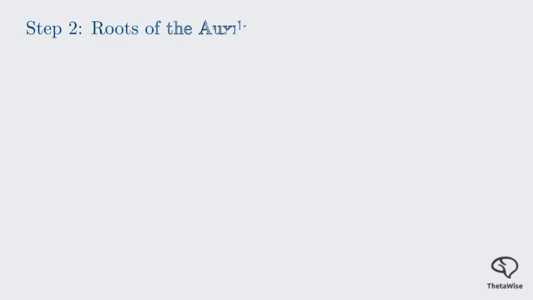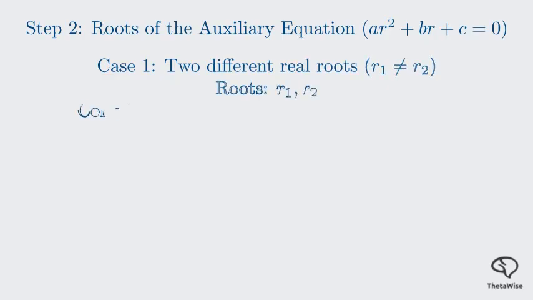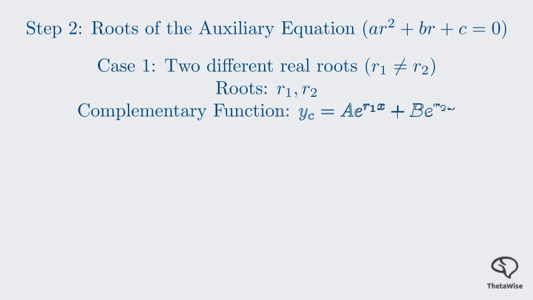There are 3 possible cases for these roots. Case 1. The discriminant, b squared minus 4ac, is positive, giving us 2 different real roots, r1 and r2. In this situation, the complementary function is a times e to the r1 x plus b times e to the r2 x.